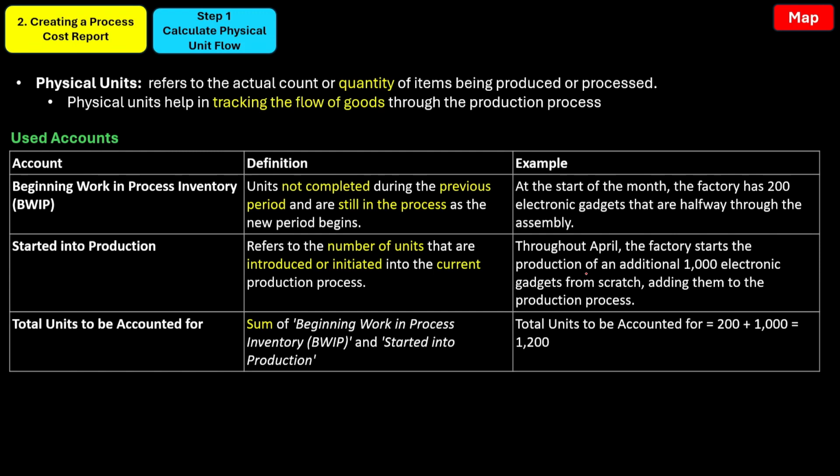Then we have our total units to be accounted for. This is just the sum of beginning work in process inventory that I just explained and started into production. So looking at our example again, total units to be accounted for is just 200, which came from over here, plus our 1,000, which is from right here, which equals 1,200. This is our total units to be accounted for.